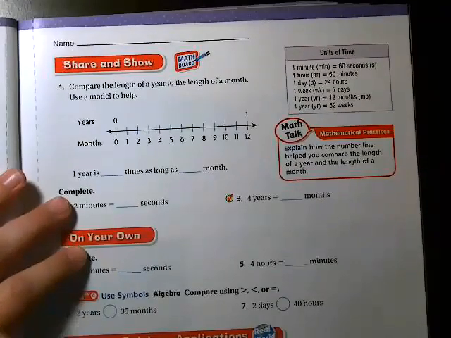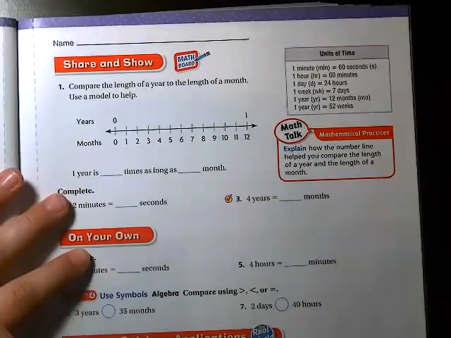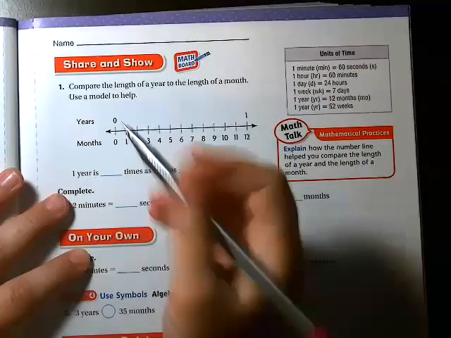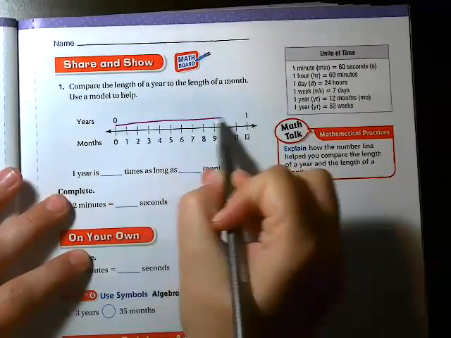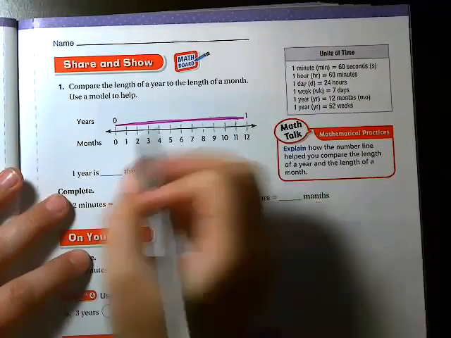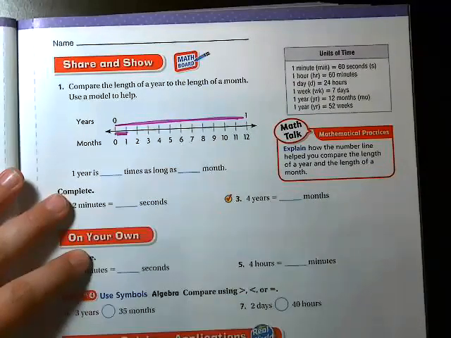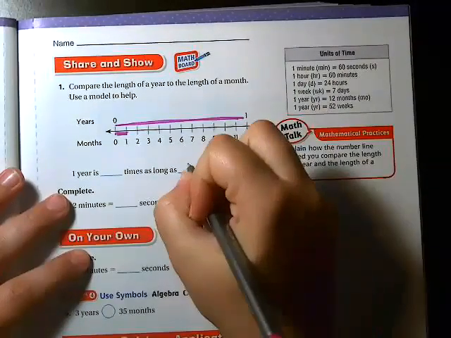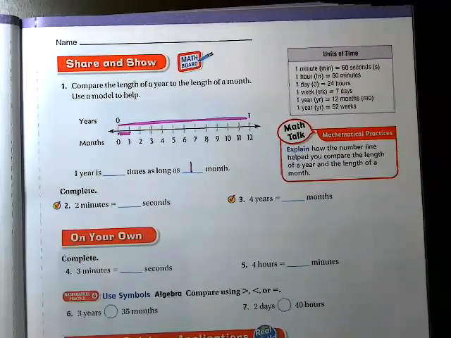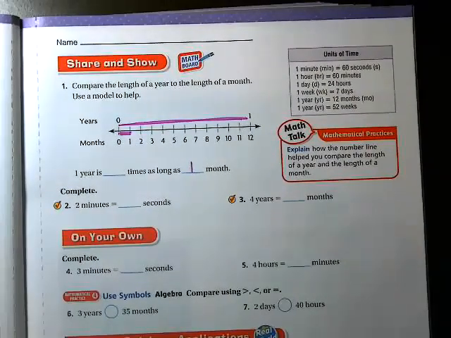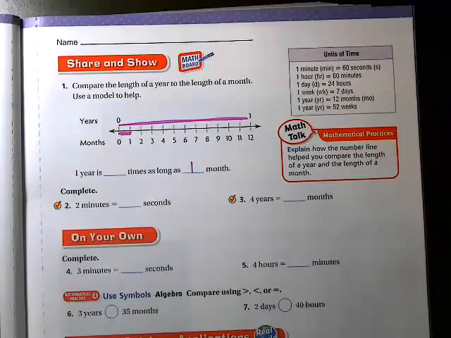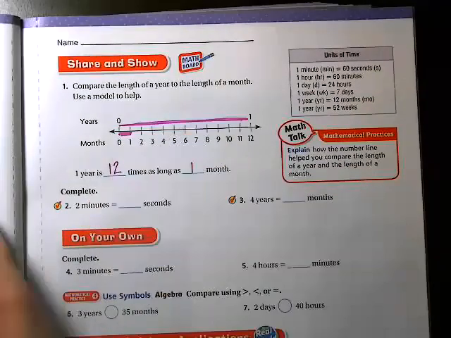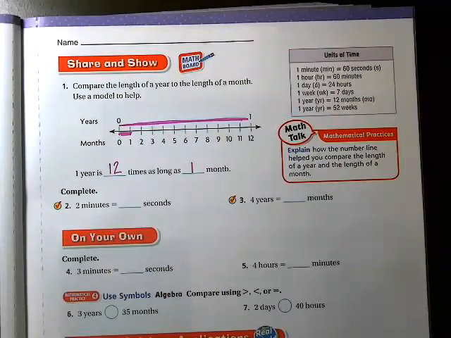Alrighty, our next problem wants us to compare the length of a year to the length of a month using a model. So we're going to shade in 1 year and then 1 month. Okay, so it says 1 year is how many times as long as 1 month? So how many months does it take to make up 1 year? Great, it takes 12 months to make 1 year. So that means that it is 12 times as long as 1 month.